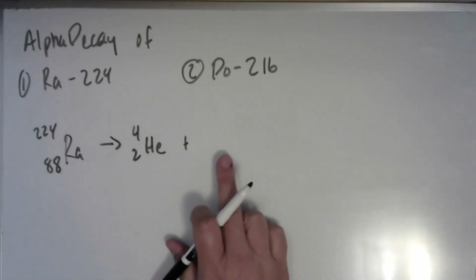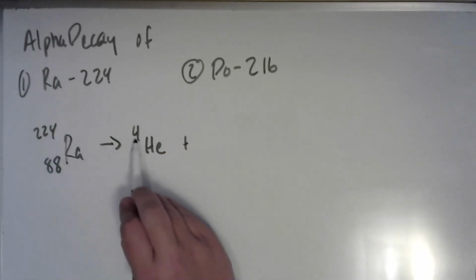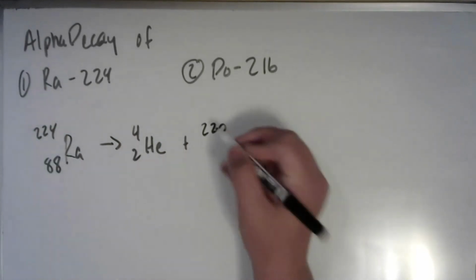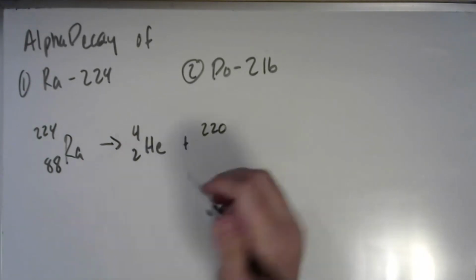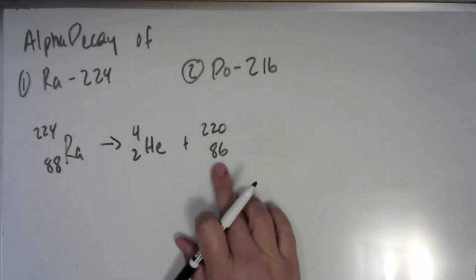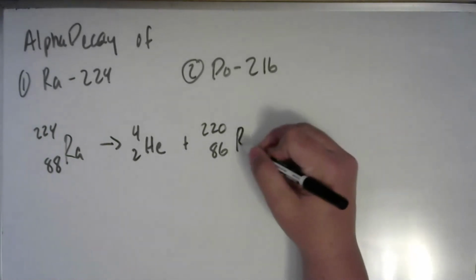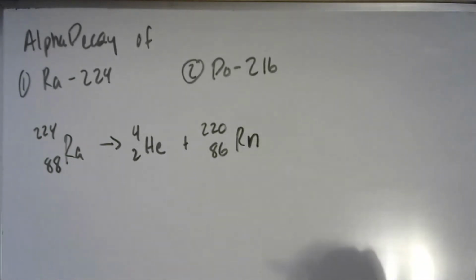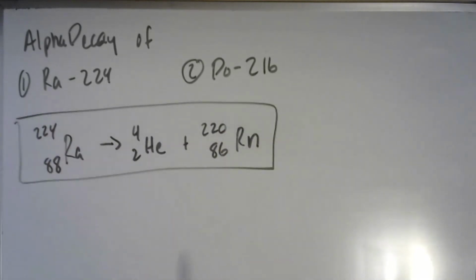Now, what's going to be left over here? Well, 224 minus 4, it's going to be 220. 88 minus 2 is going to be 86. And I'm going to look up element 86 on the periodic table. That's going to be radon. So this is going to be my nuclear equation for the alpha decay.